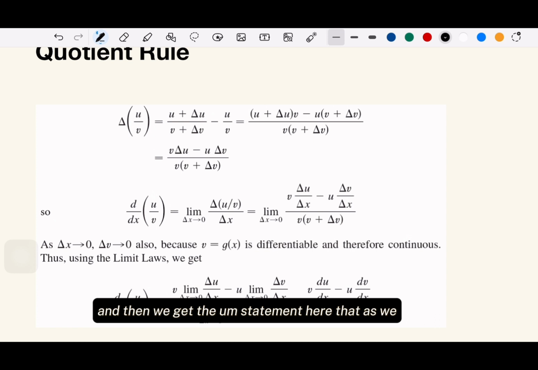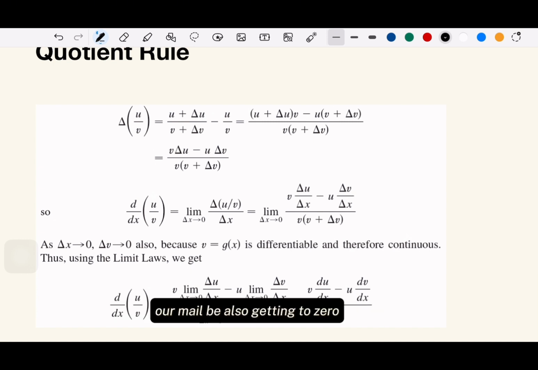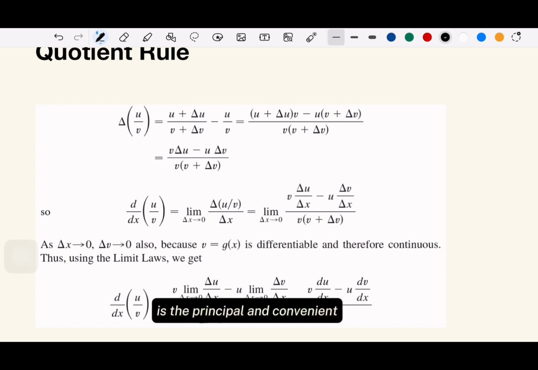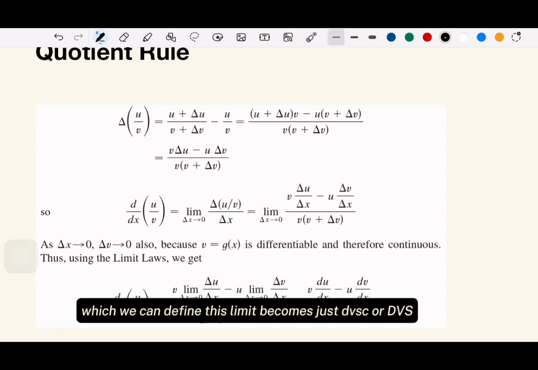And then we get the statement here that as delta x gets closer to 0, our delta v is also getting to 0. And then because v is differentiable and continuous, we can use the limit law, and we get this expression, which we can define this limit as d dx or du dx.